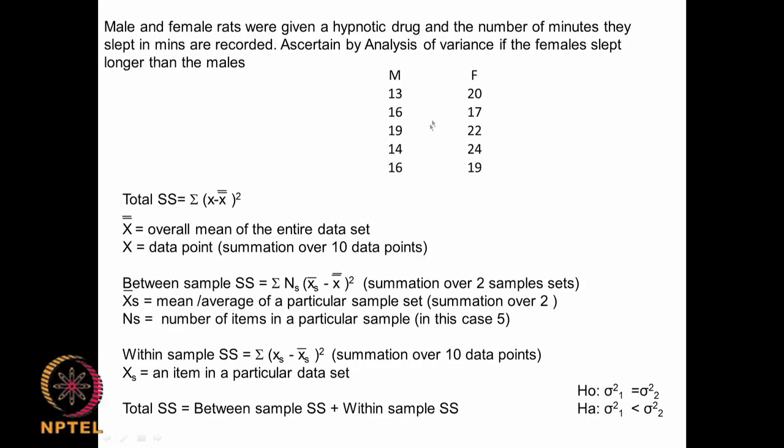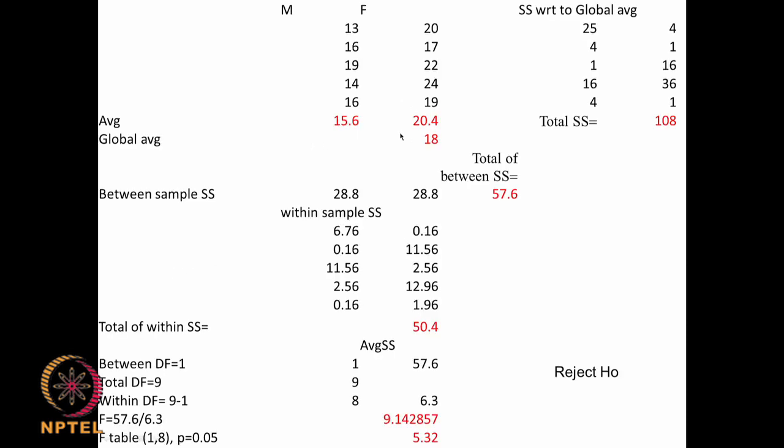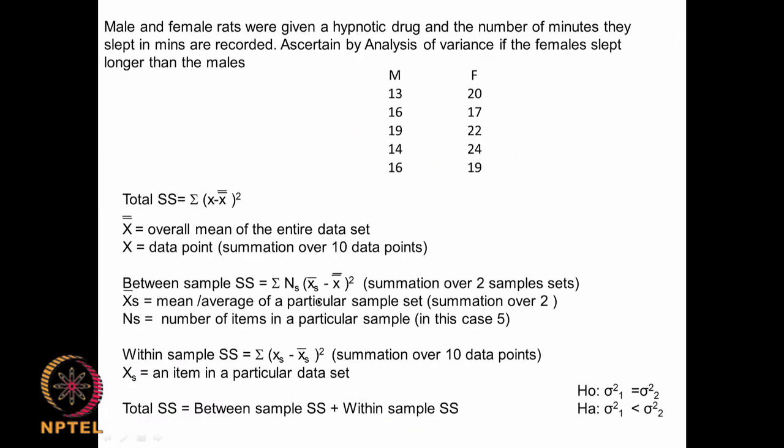So, I got between sum of squares, I got total sum of squares. Okay. Now, within sample sum of squares, how do I do it? Okay. So, within sample sum of squares, as I said here, for each set of samples, I will subtract from this, I square it up. Between sample, within sample, I will subtract from the mean of each sample set and square it up, right.